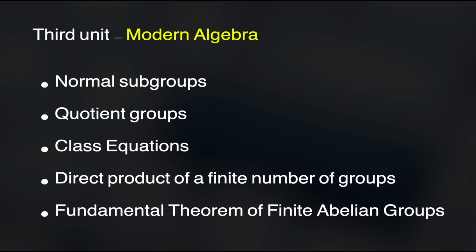The topics covered in Unit 3 are normal subgroups, quotient groups, class equations, direct product of a finite number of groups, fundamental theorem of finite abelian groups, Cayley's theorem and problems in group theory.